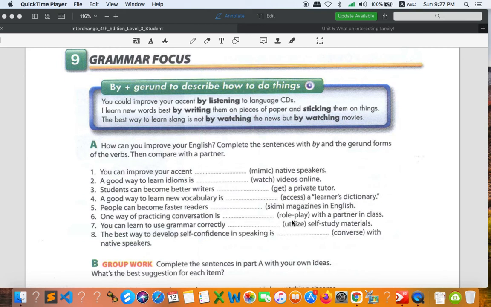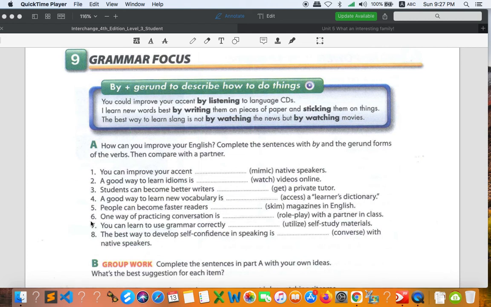Okay, so this is about CVC, everybody. Skim, which is about CVC, so you have to double the final consonant. So don't forget the M, just like in the case of the K, right? Get right here. So you have to double the T and add ing: by getting. Don't forget that. All right, CVC, consonant, vowel, consonant. Okay, right. So people can become faster readers by skimming magazines in English.